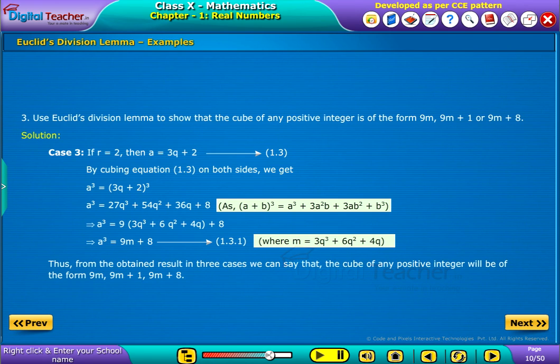Thus, from the result obtained in the 3 cases, we can say that the cube of any positive integer will be of the form 9m, 9m plus 1, or 9m plus 8.